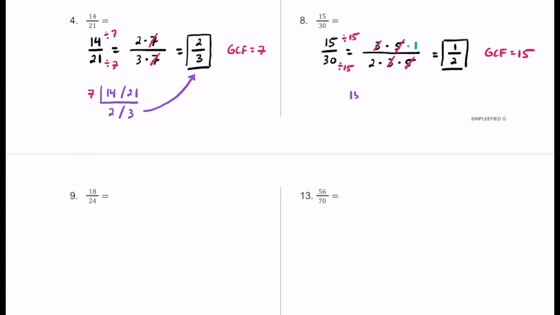Using our other method, we take this 15 and 30, and we go ahead and say what goes into both of them. Well, at this point we know it's 15, and then 15 divided by 15 is 1, and 30 divided by 15 is 2, so this 1/2 checks out.